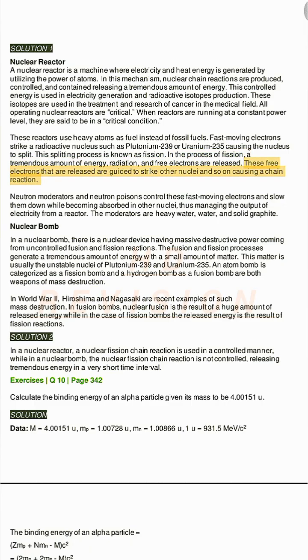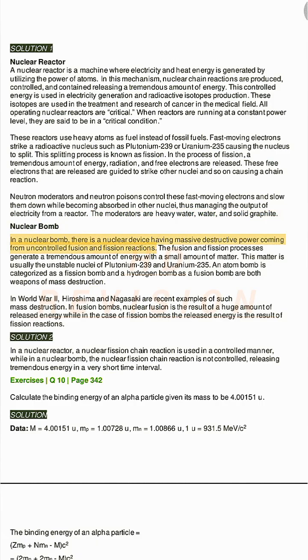These free neutrons that are released are guided to strike other nuclei and so on, causing a chain reaction. Neutron moderators and neutron poisons control these fast-moving neutrons and slow them down while becoming absorbed in other nuclei, thus managing the output of electricity from a reactor. The moderators are heavy water and solid graphite.